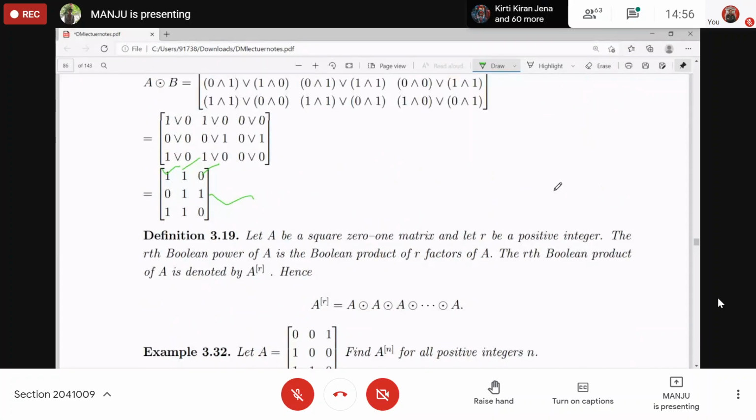Now, in the general product, if you want to find A square, you take A product with A, A dot A. But in the Boolean product, the rth Boolean power is denoted by this notation, and it is the Boolean product of A, r times. Clear?